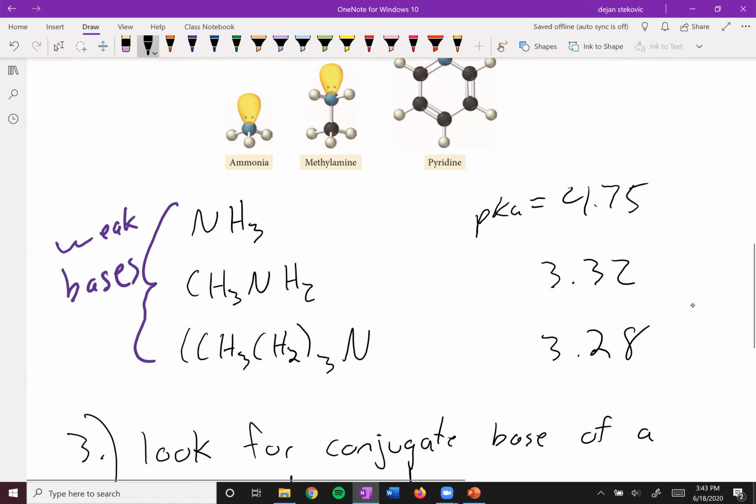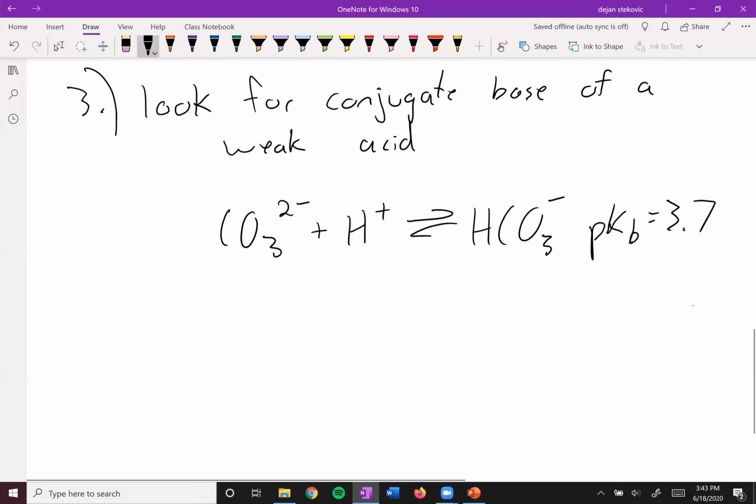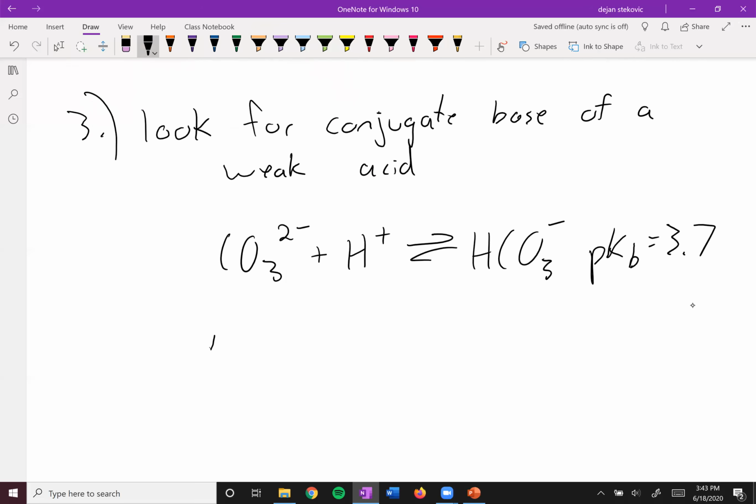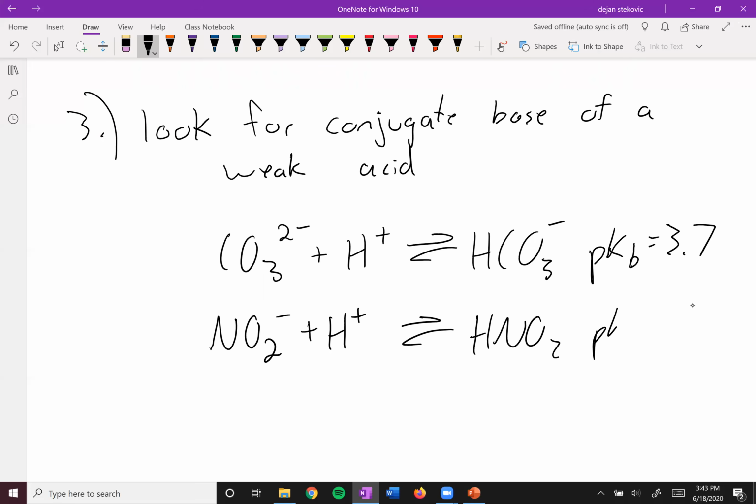Same here up here. I wrote pKa, I meant pKb, acting as a base. Nitrite is the conjugate base of nitrous acid, HNO2, so it can act as a base. This pKb is 10.85, so not nearly as strong of a base.